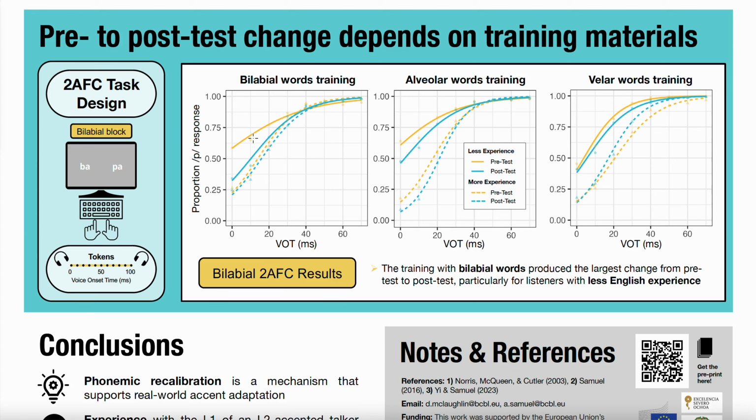And what happens when participants are trained with bilabial words in the middle, alveolar words in the middle, or velar words in the middle. What you can see here, focusing first on our less experienced listeners, so this solid line, is that there is movement from pre-test to post-test. But this movement is much larger when participants are trained with the same category that they are being tested on. So more movement here for the bilabials than alveolars and velars. Also, there's definitely an effect of experience where these more experienced listeners already have a more English-like category to begin with.